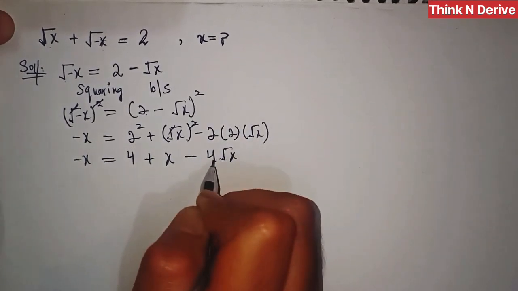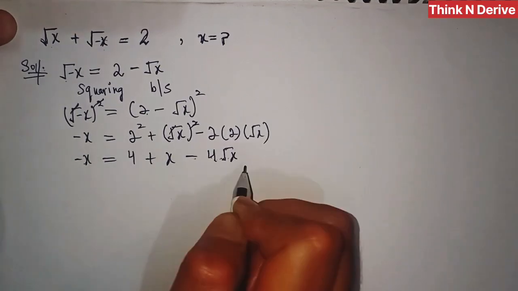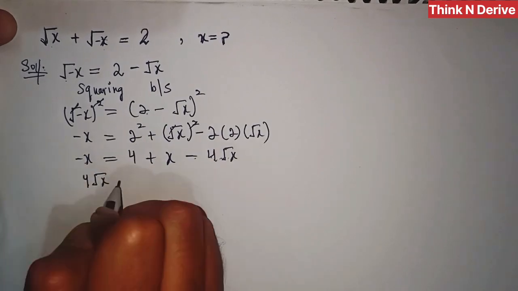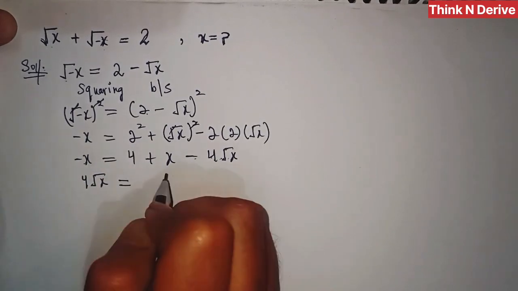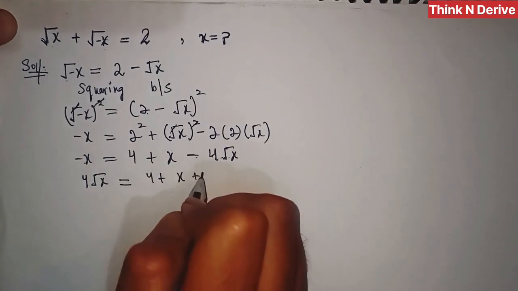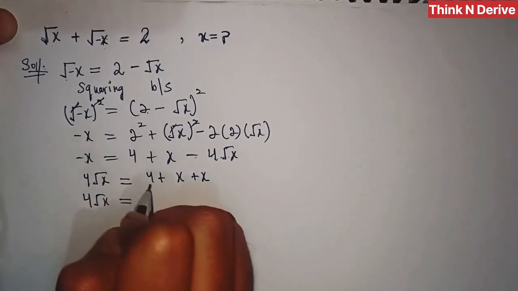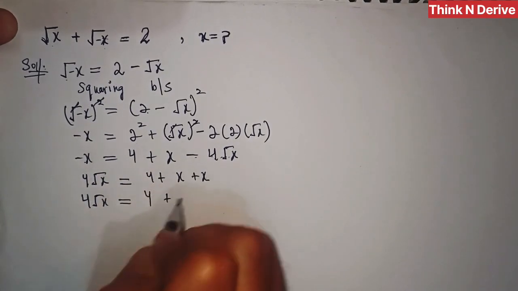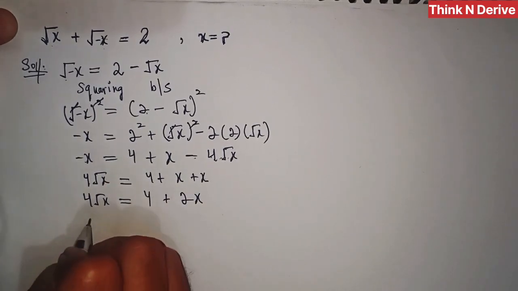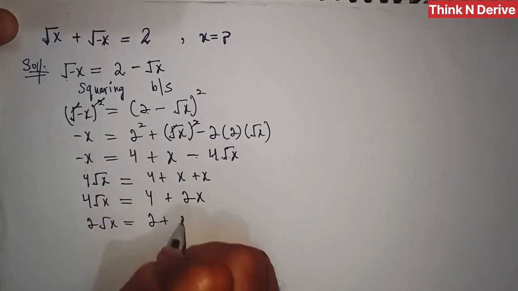Now we will transpose 4√x to the left-hand side and -x to the right-hand side. So 4√x, this was negative, so it is positive when we transpose it to here, and 4 plus x, this -x will become +x. So 4√x is equal to 4, x plus x is plus 2x. So we'll take 2 common: this will become 2√x, and here it will become 2 + x.